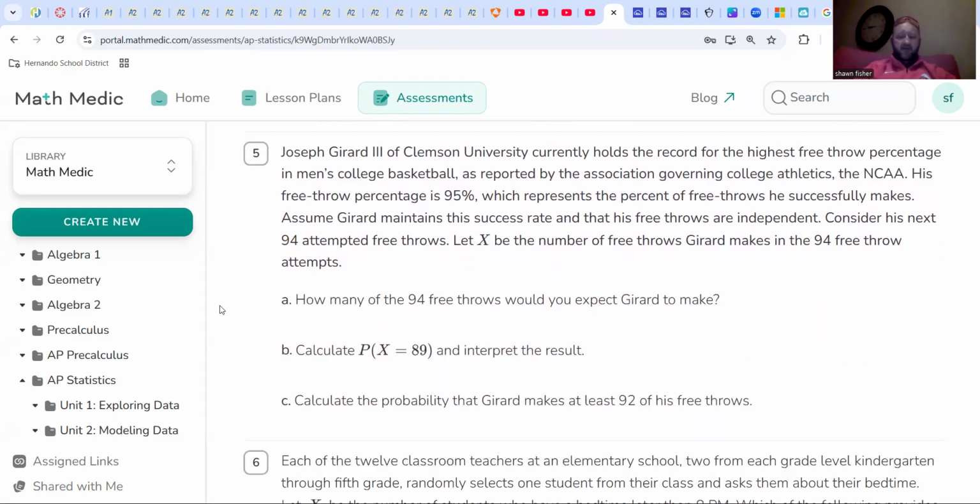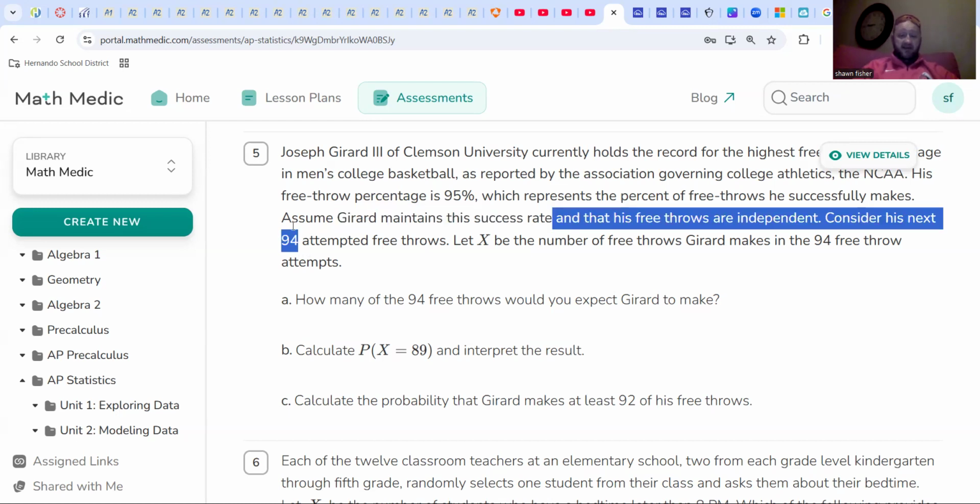All right. Tough one here. Number five, real quick. And I think the last two are multiple choice. So let's get to these real quick. Joseph Girard, this is not made up. He is actually a Clemson basketball player, holds the record for highest free throw percentage in men's college basketball, as reported by the association governing college athletics, the NCAA. His free throw percentage, 95%, represents the percent of free throws he successfully makes. Assume that he maintains this success rate. That's a part of a binomial probability right there.